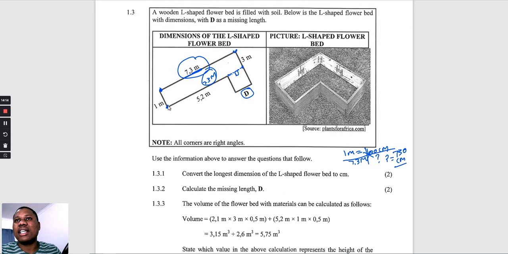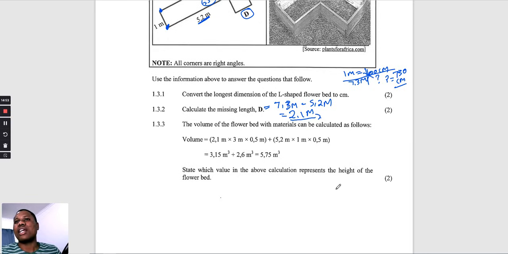But we are only given the distance from this point to this point, which is 5.2 meters. And we also know that the distance from this point to this point is 7.3. So to calculate the missing D there, we're going to say our total length of 7.3 meters minus 5.2 meters, which gives us 2.1 meters. That is the value of D. Okay, moving right along.